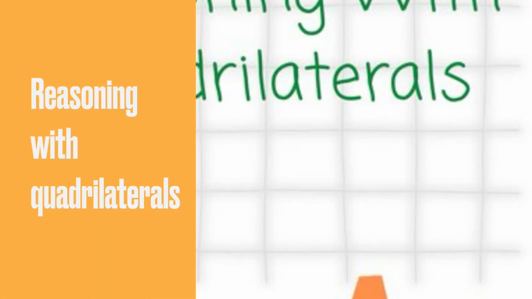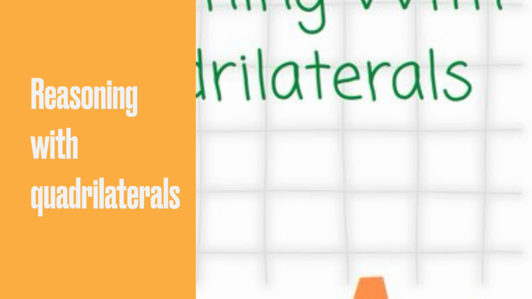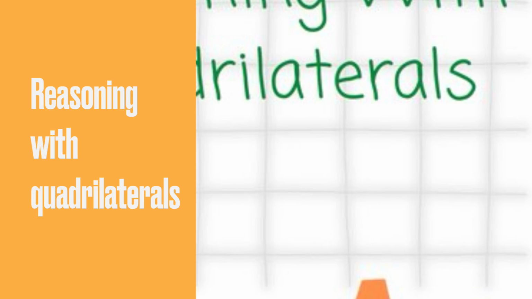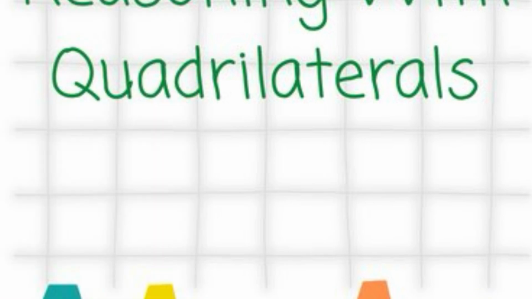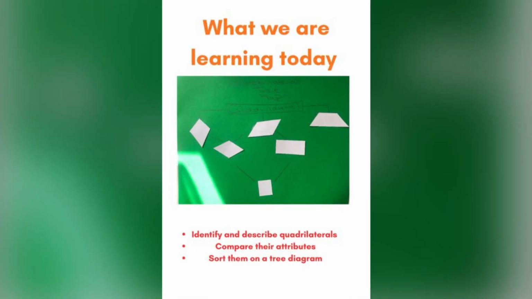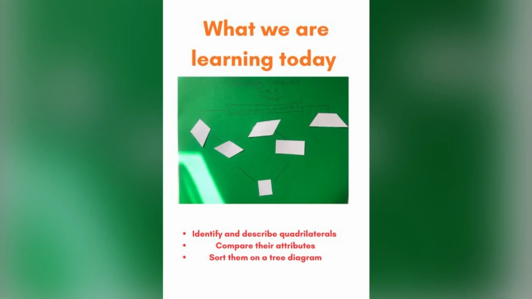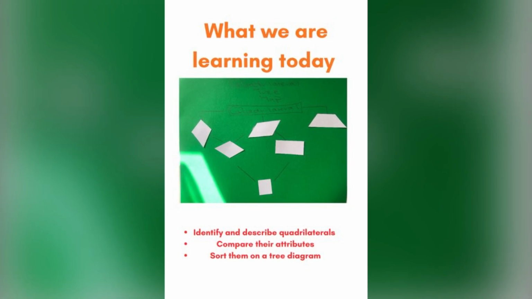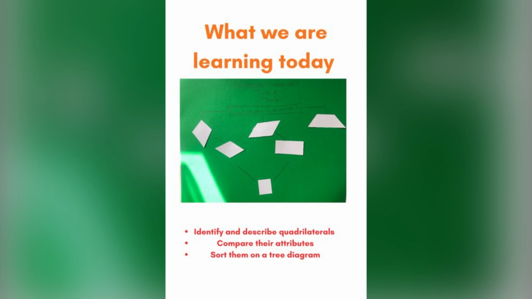Welcome to our lesson on reasoning with quadrilaterals. Today we're going to explore different four-sided shapes and learn how to think about their special properties. Let's have fun with our colorful crayon friends as we discover more about quadrilaterals. Today we are going to learn how to compare their attributes and how to sort them on a tree diagram.